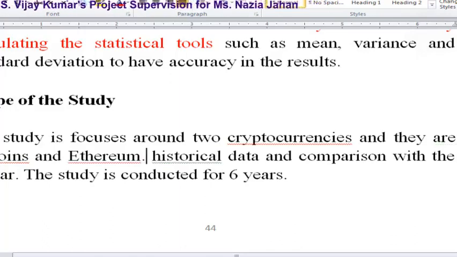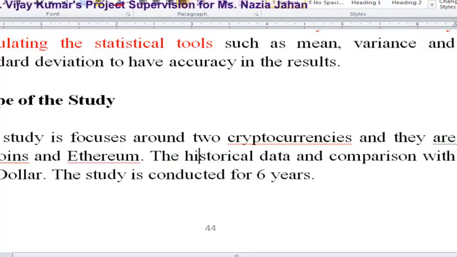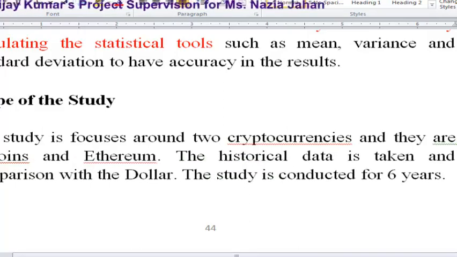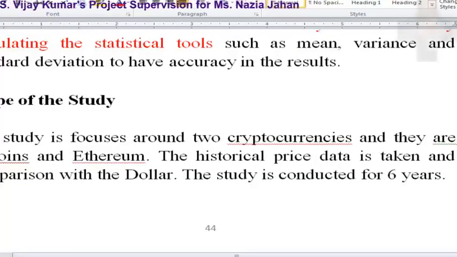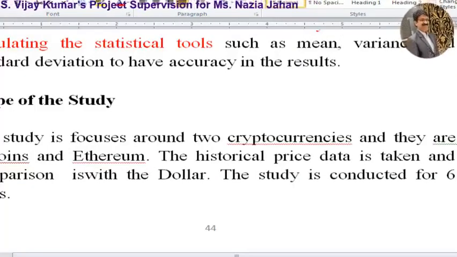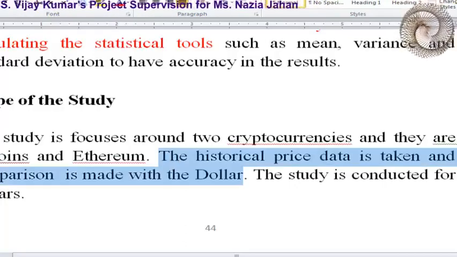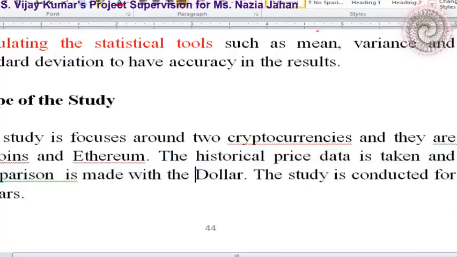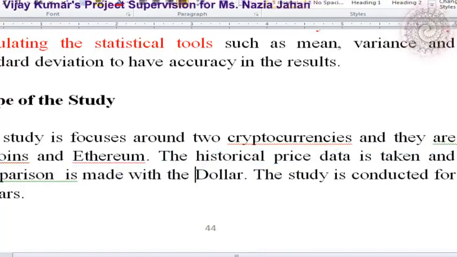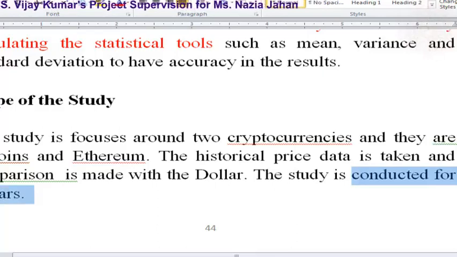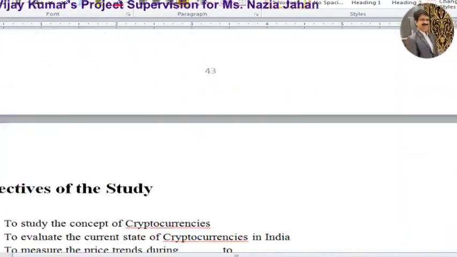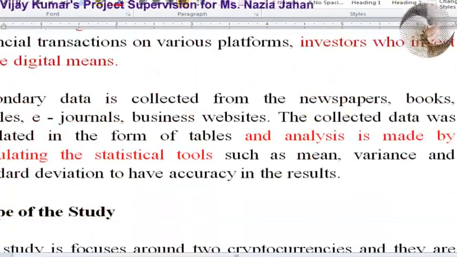Historical data and comparison with the dollar. The historical price data is taken, and comparison is made with the dollar. You did not write this point in the objectives. Made with the dollar means which dollar? US dollar or Canadian dollars? The study is conducted for 6 years. So the study considers the price data of 5 years or 6 years from date to date. You write the exact date to date, like we have written here under objectives now. Whichever date you decide, no problem. Okay.